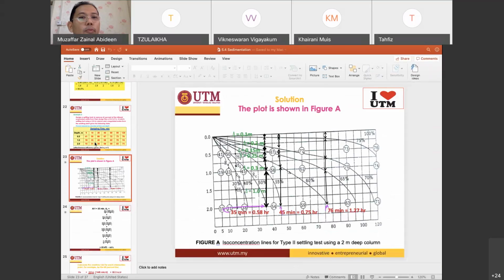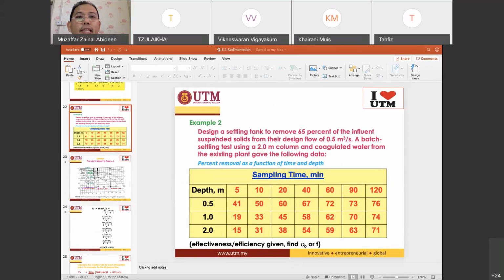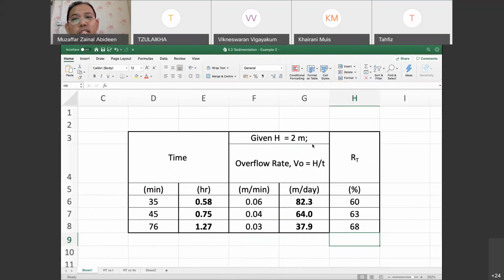Right, once you have obtained this data, we must be focused on what we actually need to find out. They would like to design a settling tank to remove 65%. So we would like to see the removal of 65%, removal of 60%.